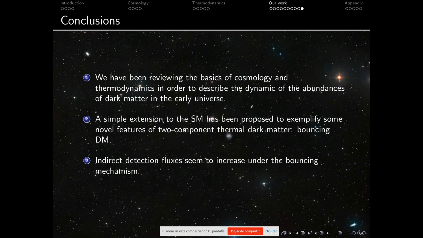We have seen that in some parameter space this model presents two stable components, both dark matter candidates, and at the same time presents this bouncing effect of one of the dark matter candidates. And also we are getting some results in indirect detection, but they are not exactly finished. We are working on that part, and we hope to get those results soon in order to upload this work to arXiv. So thank you for listening to me.